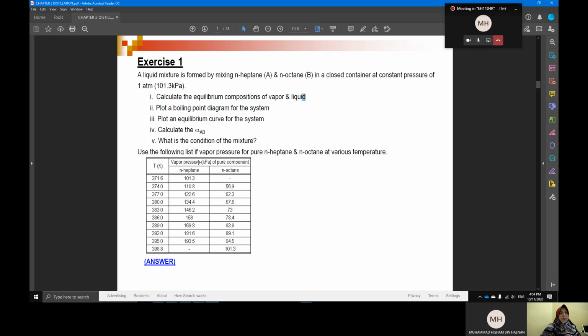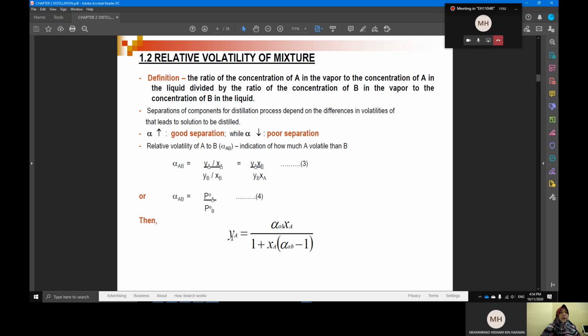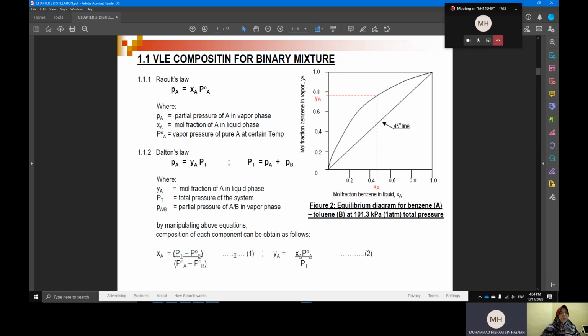So let's say equilibrium composition of vapor and liquid. What is given is only vapor pressure, okay, and the temperature. So what to do? So you have to go back to the previous notes. Okay, previous notes. All right. So look at it. Okay, what formula do you want to use? Okay, this is vapor pressure. Okay, vapor pressure of pure A, PA naught. Nampak? Can you see?